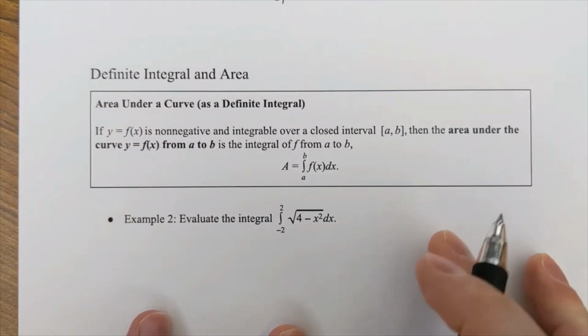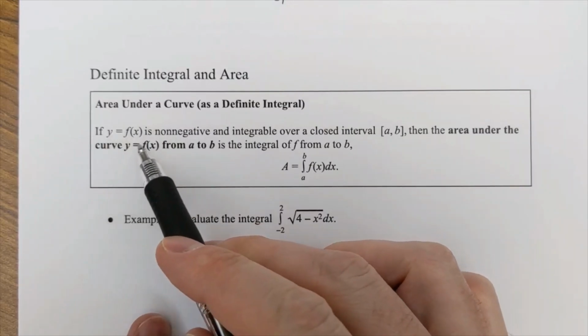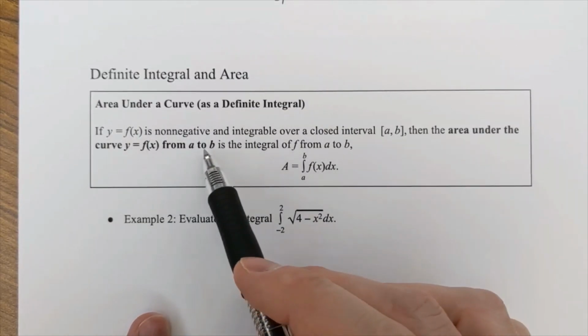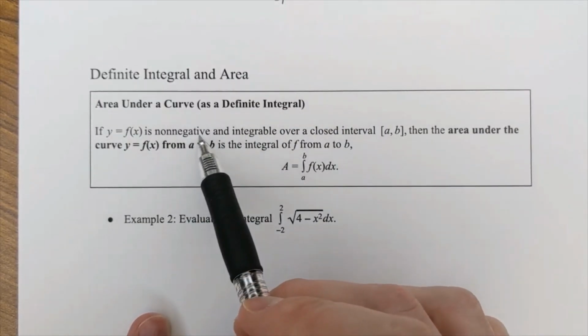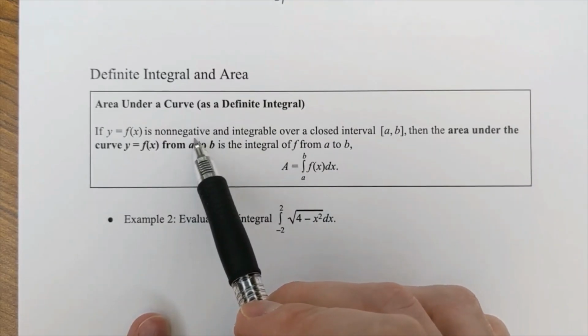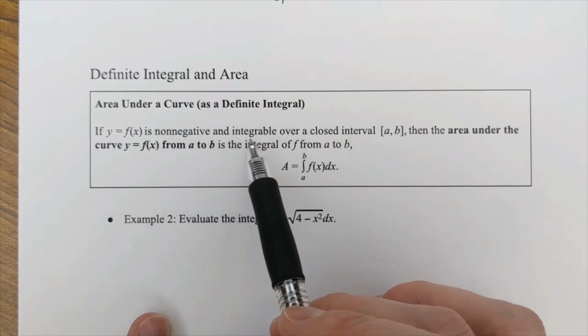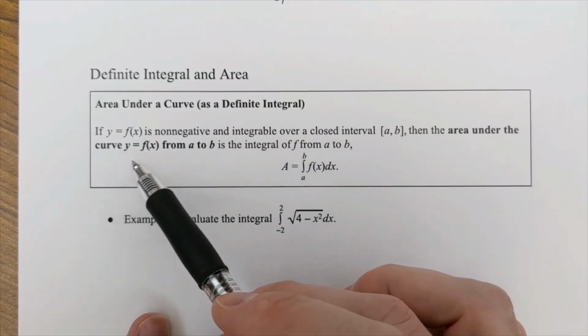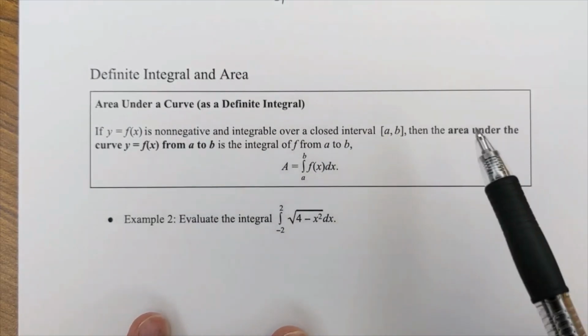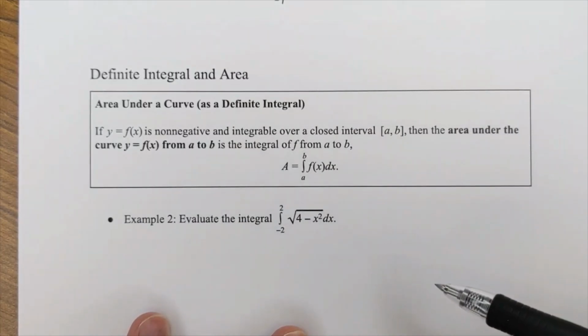Okay, definite integral and area. So if y equals f of x is non-negative, so it's always positive, or 0 is non-negative, doesn't mean it has to be positive, just means it can't be negative, so 0 would count. And the integral over a closed interval, the area under the curve is the integral. So the integral actually calculates the area below a curve.